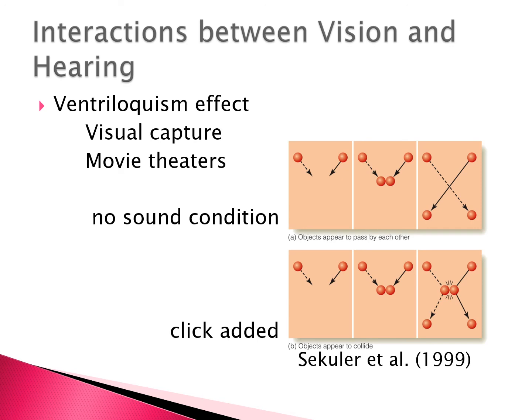The only difference between A and B, again, the visual world is completely the same, is that in B, there's a click added right when those balls come together at the center. And so what people now perceive is, I'm just going to do one side, that the ball at the top right corner comes down to the middle, hits the left ball, and then goes back down to the bottom right. Okay, so the interactions between vision and hearing are very interesting. And this is the last slide of the PowerPoint.